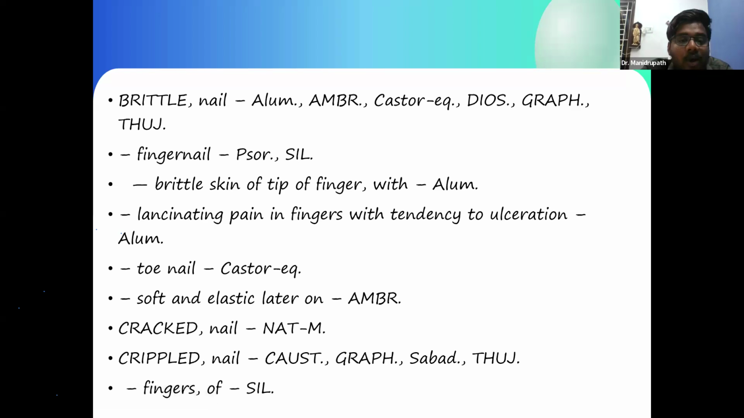Next, brittle skin at the tip of the finger, that is Alumina again. Brittle nails, lacerating pain in fingers with tendency to ulcerations. With a lot of ulcerations with brittle nails, think of Alumina. Brittle toenail, especially large toenail, that is Calcarea carbonica. Next, brittle nail with soft and elastic later on. The remedy is Ambra grisea.